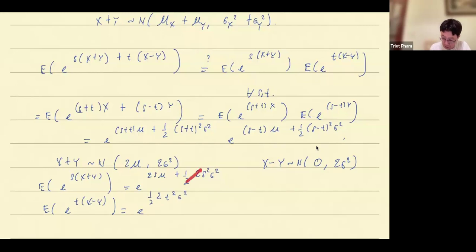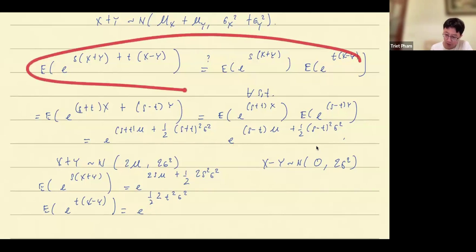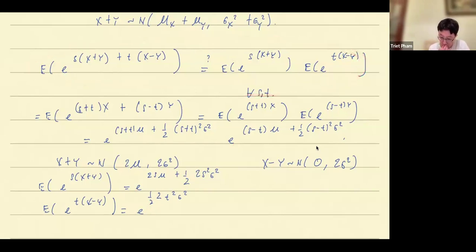Which, of course, the 1/2 times 2 will just cancel with the 2 to give us that. So the key is to see if this times this is equal to this times this, because that's exactly what we're trying to establish. Well, see? We have s mu, so that's 2s mu. We have t mu minus t mu, so there's no t mu. So that's e to 2s mu.